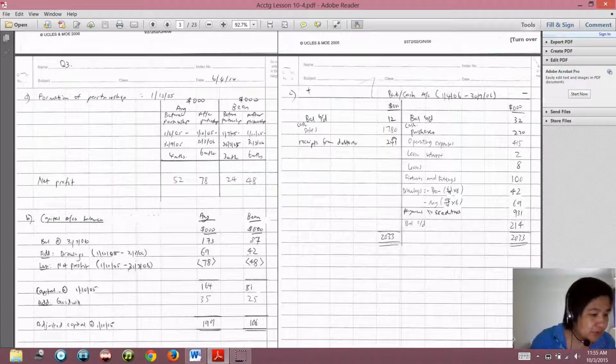So if you look at note 5 of the question, cash sales, note 5 of the question says transactions for the 6 months ended 30 September 2006 were as follows.